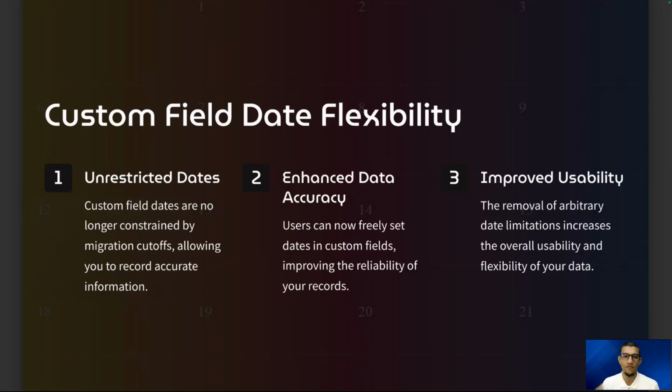Custom field date flexibility. So this was a very interesting issue that we saw. Unrestricted dates. You know that when we create custom fields, there was some kind of relationship with the migration date we were setting. Can anyone tell me what that relationship was? The relationship between the custom field, which was created under the custom field type date, and the migration date. Can anyone tell me the relationship?